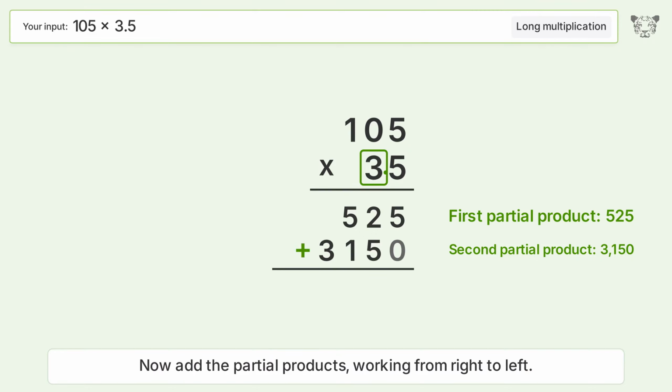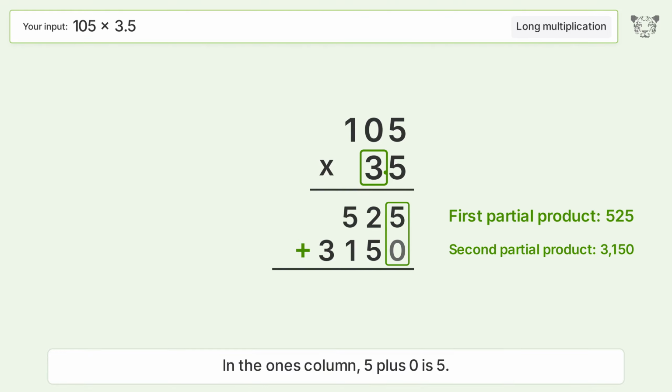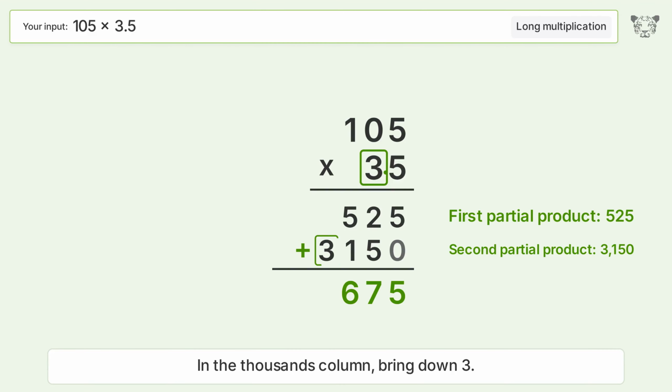Now add the partial products, working from right to left. In the ones column, 5 plus 0 is 5. In the tens column, 2 plus 5 is 7. In the hundreds column, 5 plus 1 is 6. In the thousands column, bring down 3. The product of the whole numbers is 3675.